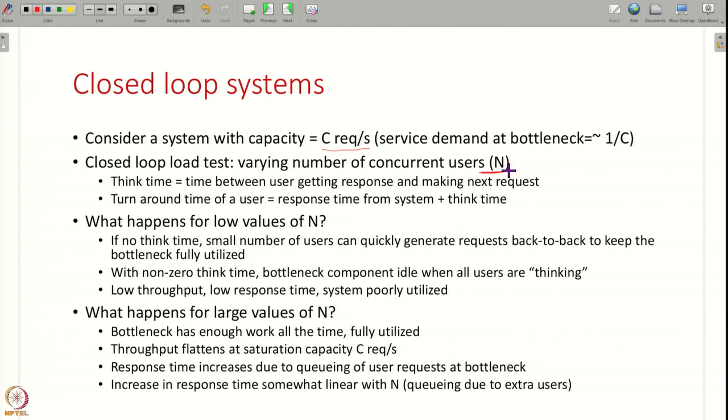You are no longer saying send 10 requests per second into my system, you are saying have 10 concurrent users on my system. And what are these concurrent users doing? Each user is sending a request, getting a response, and then thinking for some time. This is called the think time. This is how real users behave. If you want to measure the performance of your system when there are 1000 users connected to it, you want to be as close to real user behavior as possible.